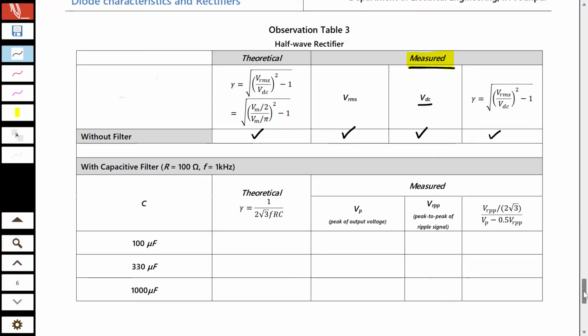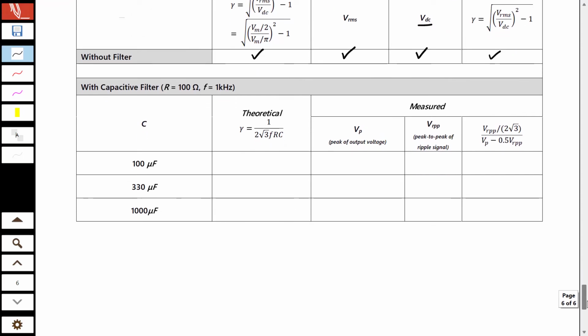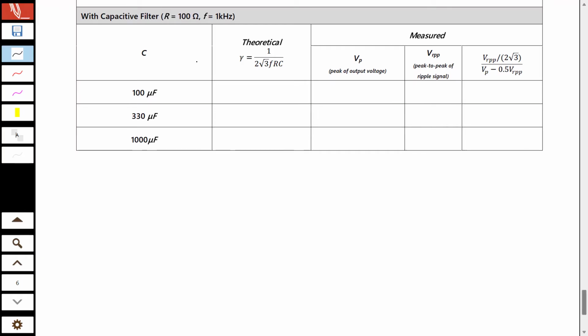It is the second part where a little more calculation needs to be done. In the second part, because we are using a capacitive filter, R is already set as 100 ohms and the frequency is set as 1 kilohertz. The theoretical value of ripple factor for such a case is given by this expression. Again, I leave the derivation of this expression as homework to you. We've discussed it briefly in class, but you should know how this comes up. Given f, R, and C, you should be able to directly calculate the theoretical values and write them here.